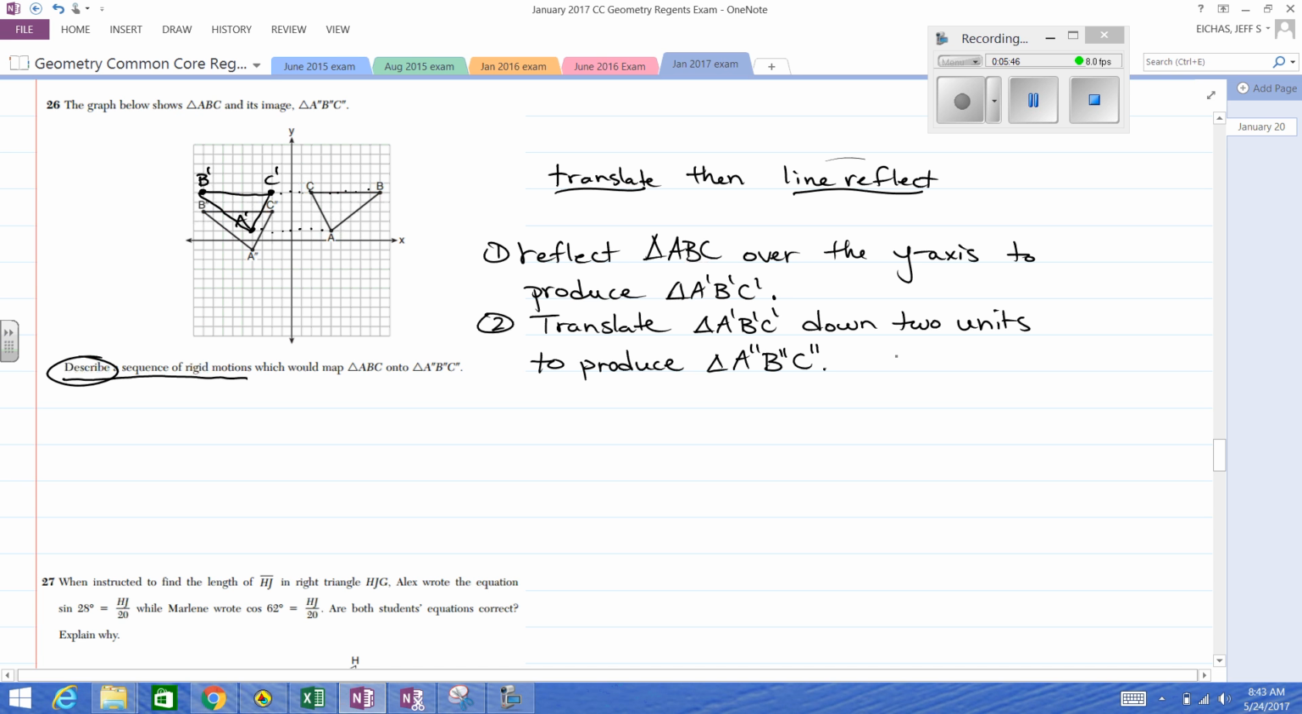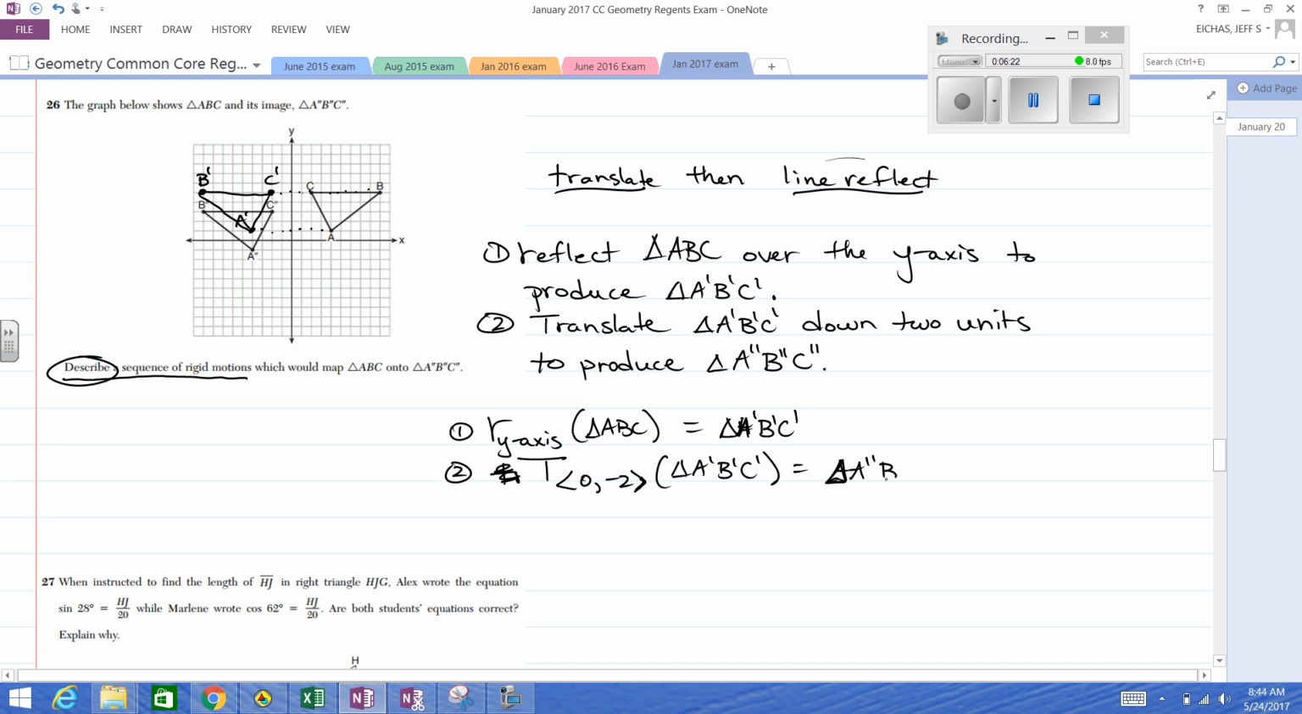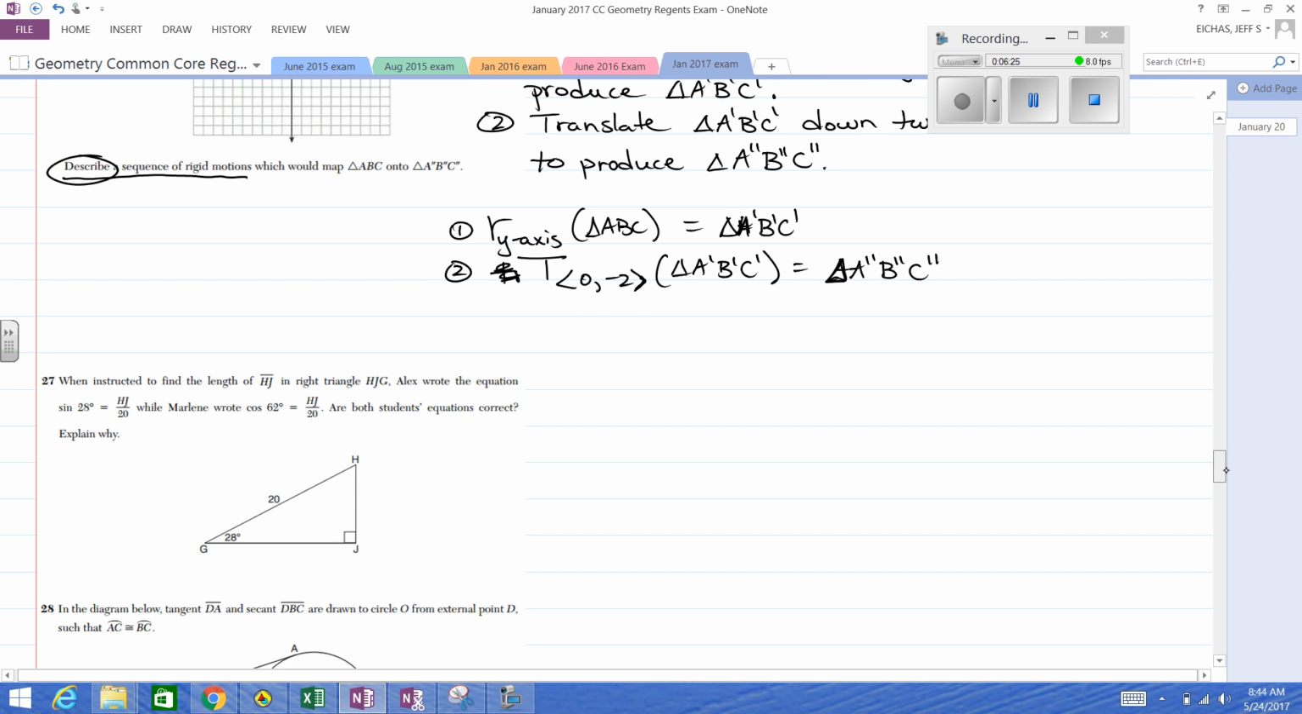That should be enough. Some folks like the notation, and that's fine. You're going to reflect over the y-axis triangle ABC to produce triangle A prime, B prime, C prime. That's going to be move number one. Then you're going to translate, in notation: translate right or left 0, down 2, triangle A prime, B prime, C prime to give us triangle A double prime, B double prime, C double prime. All right, that should be plenty.